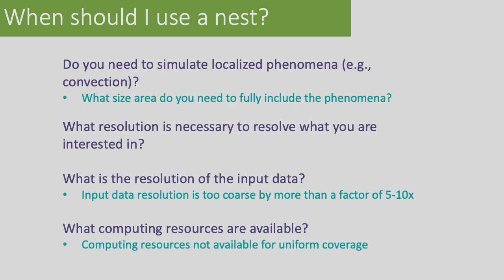data. If the input data are too coarse by more than a factor of about 5 to 10 times, then you'll need a nest, as you don't want to have too large of a gap between the resolution of each domain, including from the external model. This can cause unnecessary problems at the boundaries. For example, if you're interested in looking at a 3-kilometer domain, but the input data have a resolution of 1 degree, which is about 111 kilometers, the grid ratio would be 37 to 1, which is much too large.